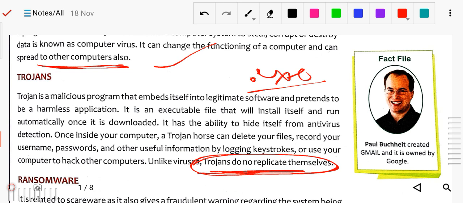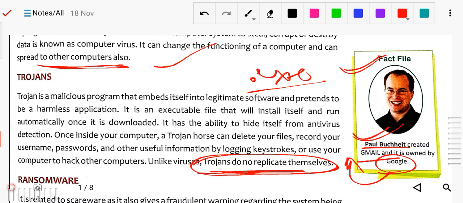Okay, now one fact for you to know: Paul Buchheit created Gmail, owned by Google. This Gmail is a product of Google, and the person who created this Gmail was Paul Buchheit.